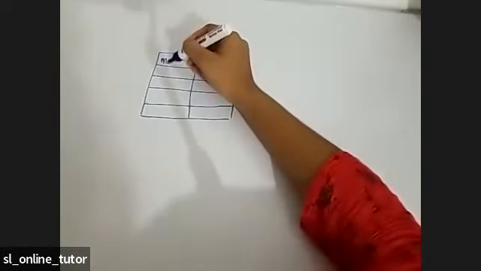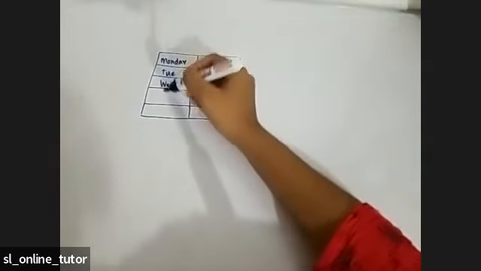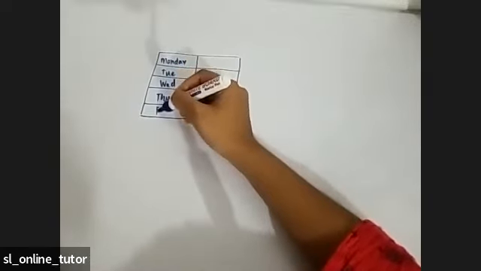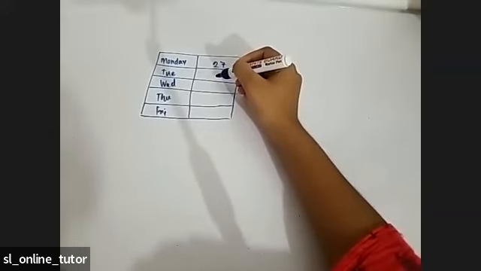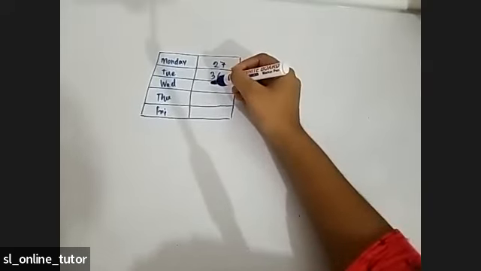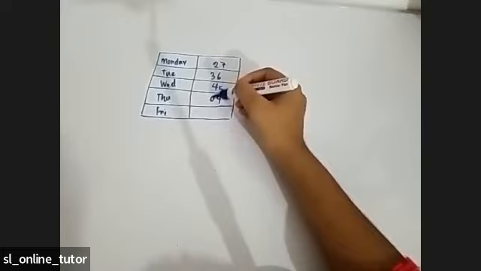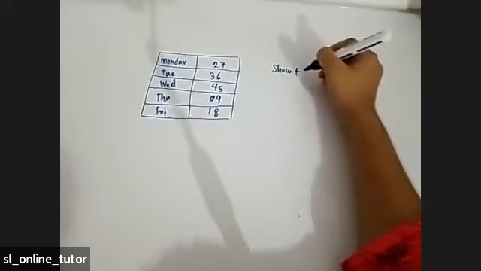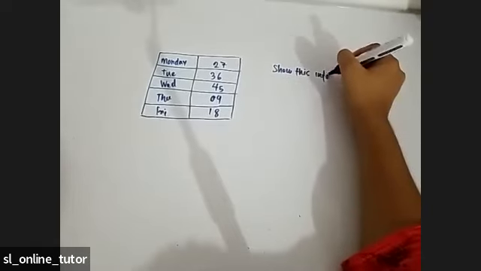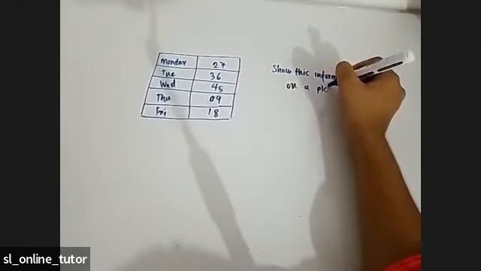Okay, now I'll put the information on the table. You all can copy down. Monday, Tuesday, Wednesday, Thursday, Friday. So I can put here 27 coconuts sold on Monday, 36 coconuts on Tuesday, 45 coconuts on Wednesday, 9 coconuts on Thursday, and 18 coconuts on Friday. Show this information on a picture graph.